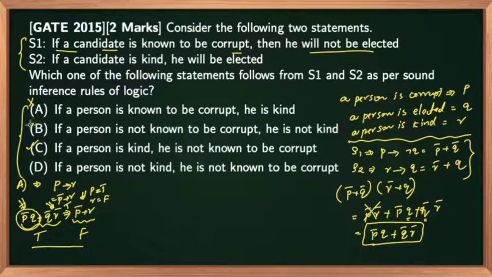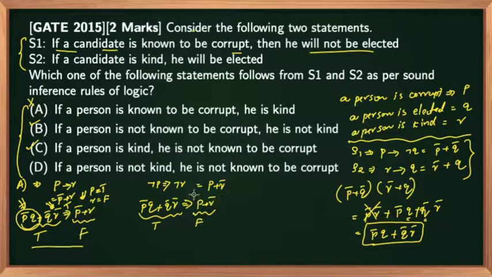Now let's see the choice B. It says if person is not known to be correct, that means not P implies he is not kind, that is not R, right? So this is equal to P plus R bar. Okay, so if this is correct, then P bar Q plus Q bar R bar implies P plus R bar should be a tautology. So I have to prove that it is not a tautology, right? So I have to make this side true and this side false, right?